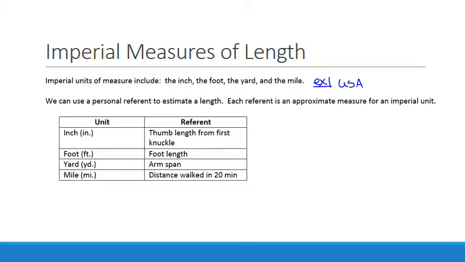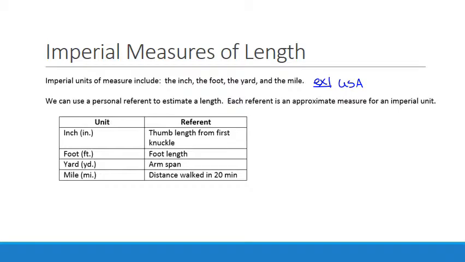So the inch, you can see, is roughly your thumb length from the first knuckle. Foot is roughly your foot length. Yard is roughly your arm span. So that's from when you put your arms out. Actually, sorry, that'd be one arm, out to the side. Mile would be distance walked in 20 minutes.